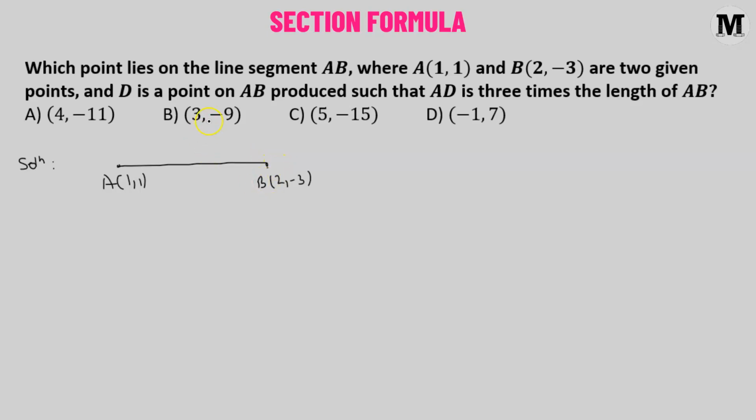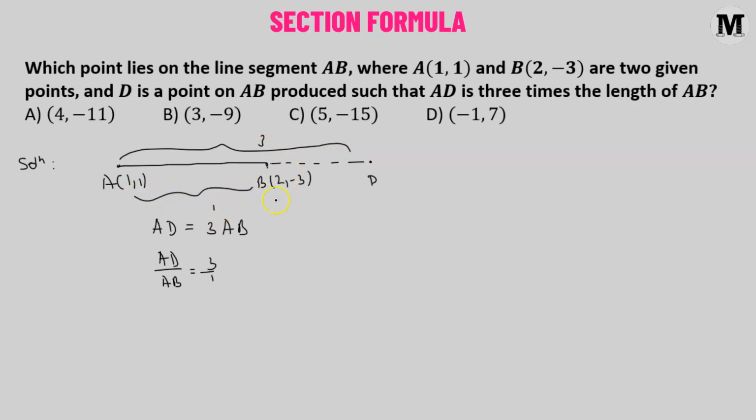Now it's given here that D is a point on AB produced. That means we need to produce AB, and there's a particular point D on this line such that the length of AD is 3 times the length of AB, which means that we have AD to AB, so that is the ratio 3:1. Here AD is 3 and AB is 1, which tells us that BD is the ratio 2.